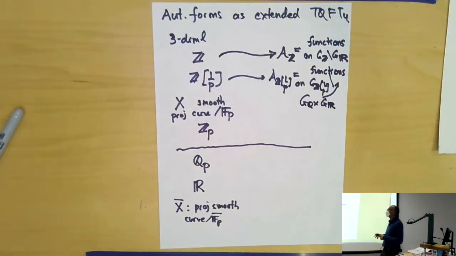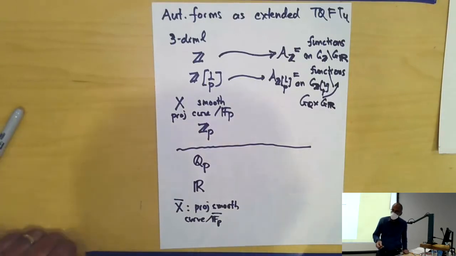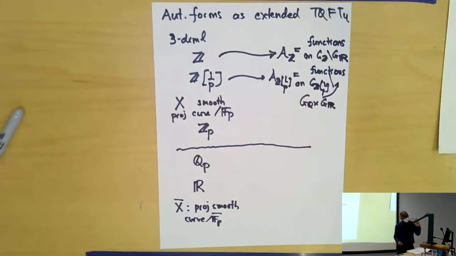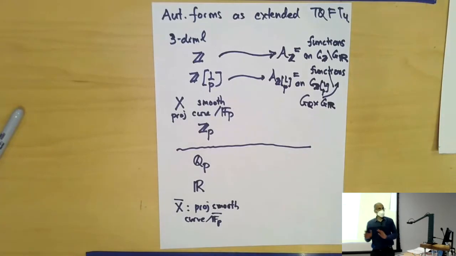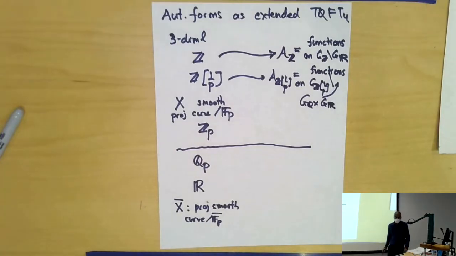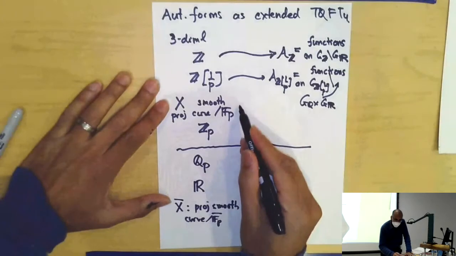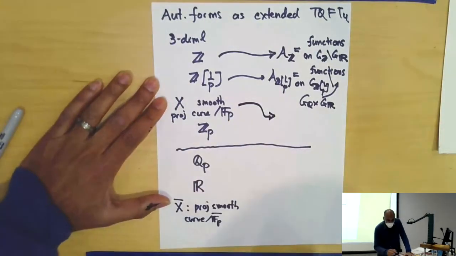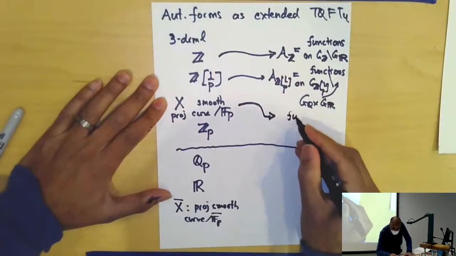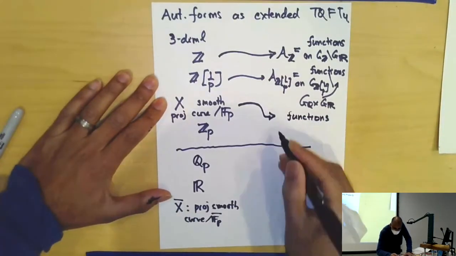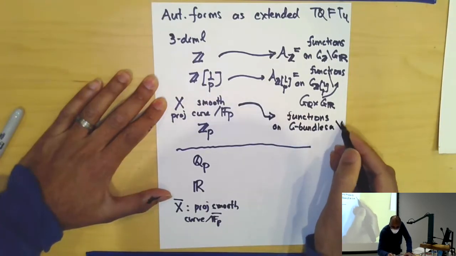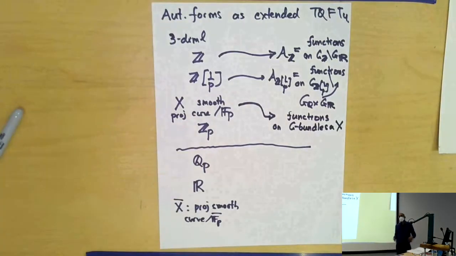Now, okay, really, these are vector spaces. These guys, Z and Z[1/p], are manifolds with boundary. So they're meant to be assigned something slightly different. We'll come back to that in just one moment. There is at least a natural space of automorphic forms for the projective smooth curve over F_p, which is just, as in Zhiwei's talks, functions on the space of G bundles on your curve. That's just the functions on the set of G bundles.